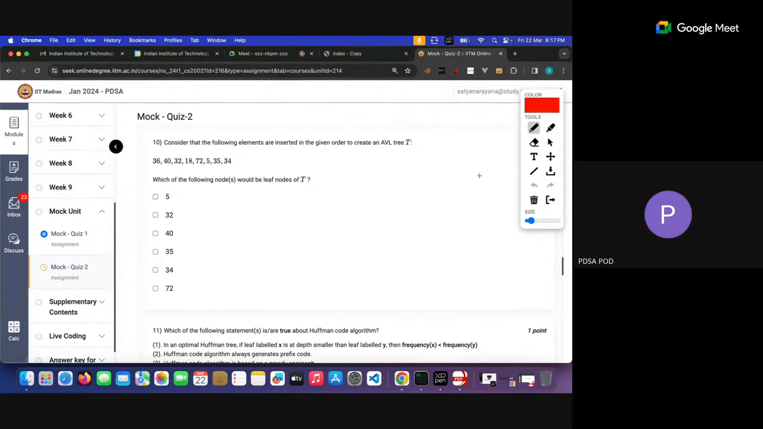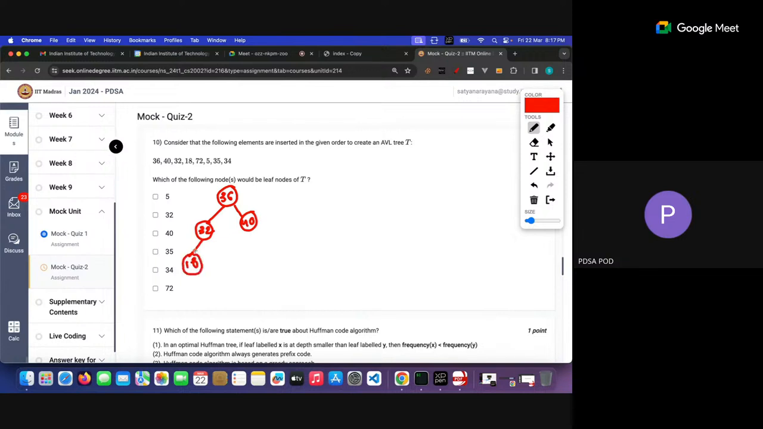Yes, sir. An AVL tree is a binary search tree. Remember, it's a binary search tree. In a binary search tree, right descendants are greater than the root and left descendants are less than the root. Based on that only, we add the elements. First we input 36, no problem. Then 40 came, which goes to the right side of 36. Then 32 came, the left side of 36. Then 18 came, the left side of 32.